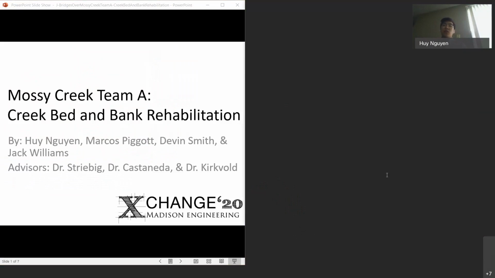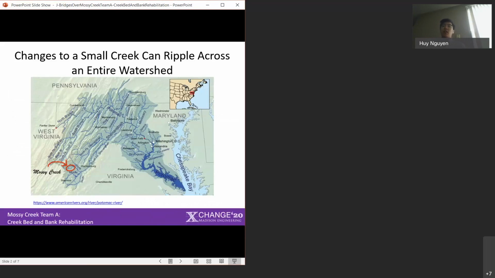Now, before I go into the next slides, I want to give a brief overview of how the capstone is set up for those who aren't familiar. The overall capstone is called Bridges Over Mossy Creek and is divided up into three sub-teams. Team A, Creek Bed and Bank Rehabilitation. Team B, the abutments, foundations, and roller supports. And Team C, bridge deck and superstructure. And each team has a role to play in designing a bridge over Mossy Creek.